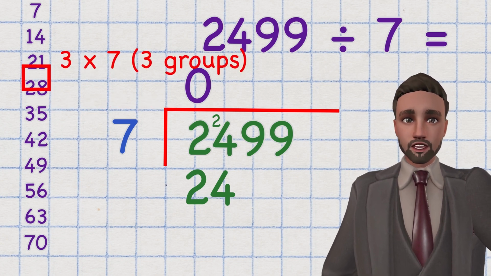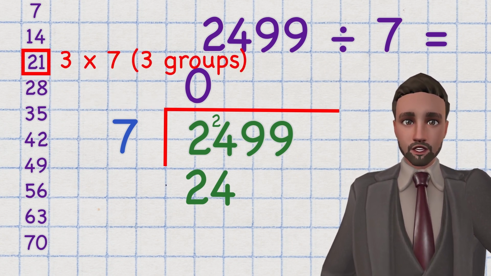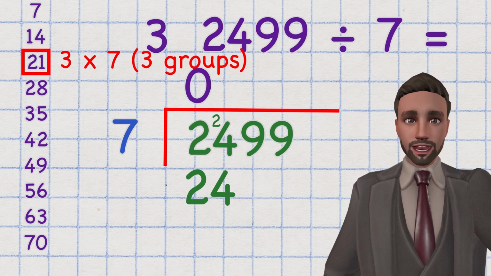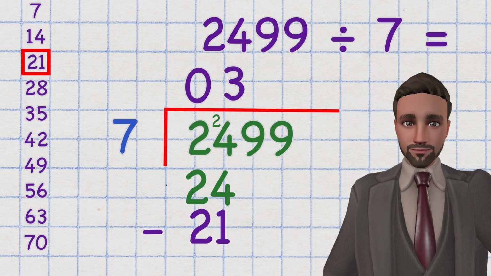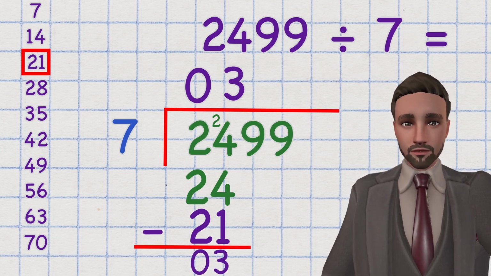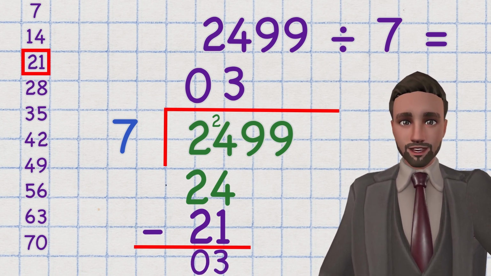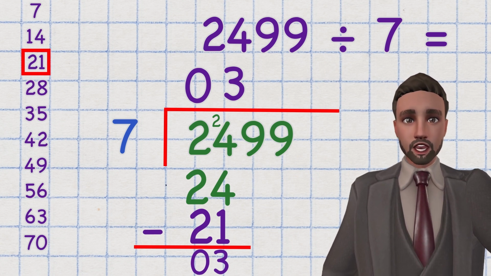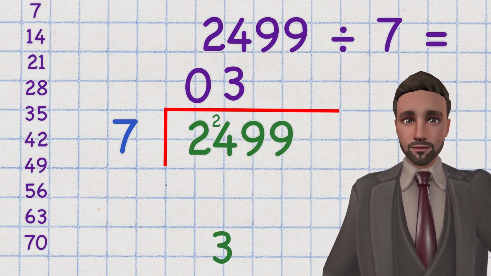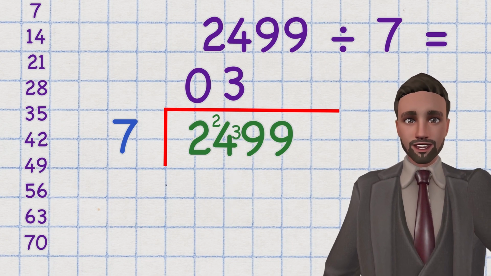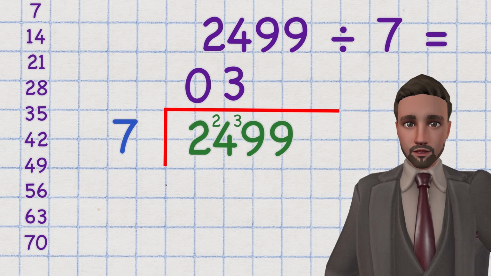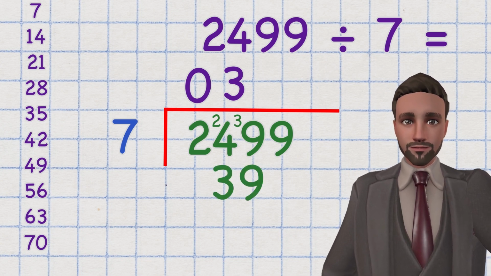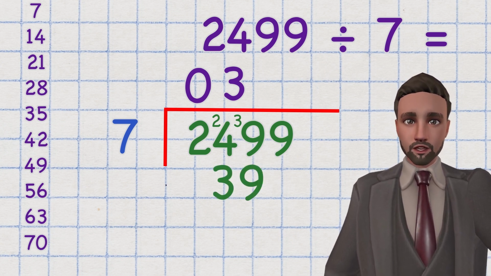So I use that 21, the 3 groups goes above my answer line, and then I subtract 21 from the 24 which I had, like this. That means I have 3 left over. 3 which I didn't use, so I need to carry them along. Those 3 represent 3 tens. My 9 in my next column becomes 39, 3 tens and 9 ones.